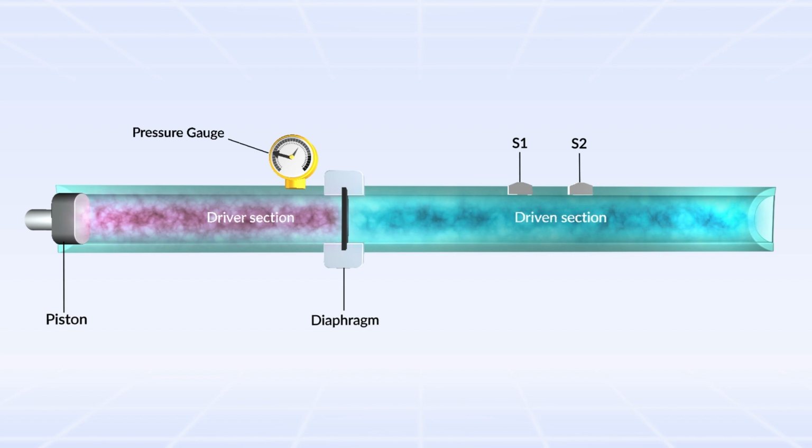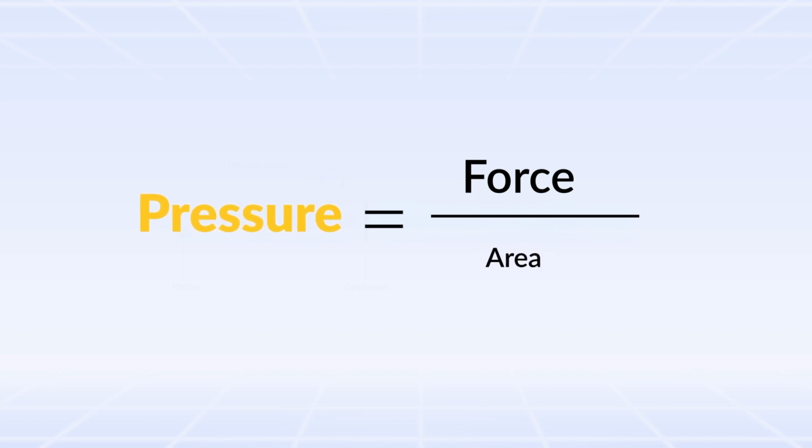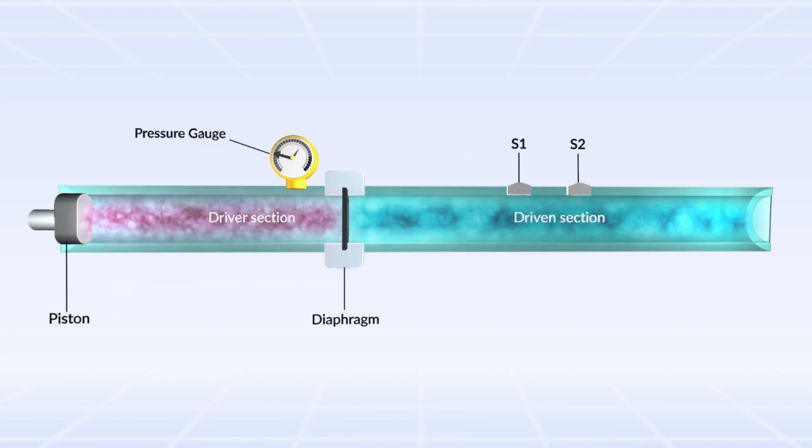But before we dive into the working, I want you to recollect one of your high school physics concepts, which explains the relationship between applied force, surface area, and pressure. On the application of an external force, if we keep decreasing the surface area, the pressure acting on the surface keeps increasing. Keeping this concept in mind, let's go back to Reddy's tube again.